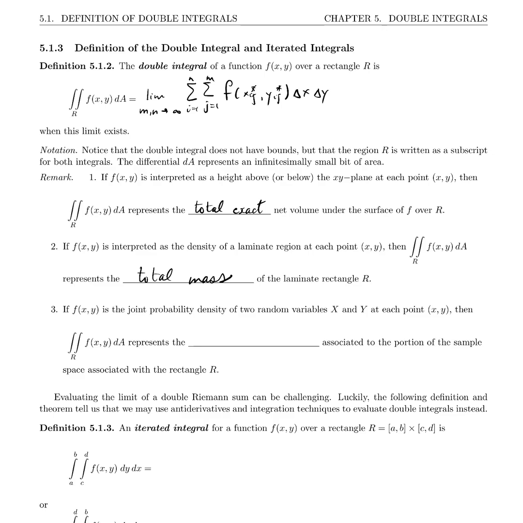And lastly, another interpretation is in probability. If f of x, y is the joint probability density function of two random variables x and y at any point x, y, then the double integral represents the probability associated to the portion of the sample space that is represented by the rectangle R. So evaluating a limit every time would be a pain, and to say the least, it can be quite challenging, but luckily the next definition and theorem give us a way that we can evaluate double integrals exactly using antiderivatives and integration techniques from our integral calculus course.